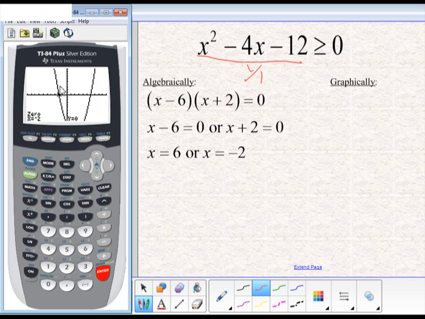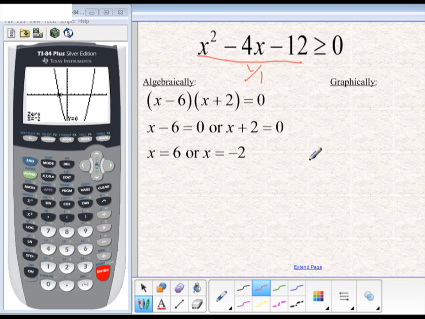So I see that that happens over here to the left of negative 2. My graph is above 0. And over here to the right of positive 6 is also where it's above 0. It's not above 0 in between the two, because you can see here on the graph it's below 0. So this is an example where the graph is probably easier to work with than an algebraic solution.